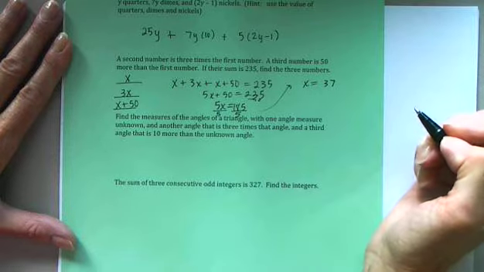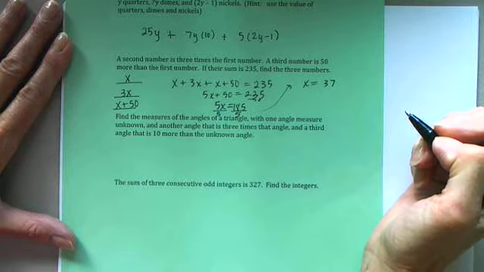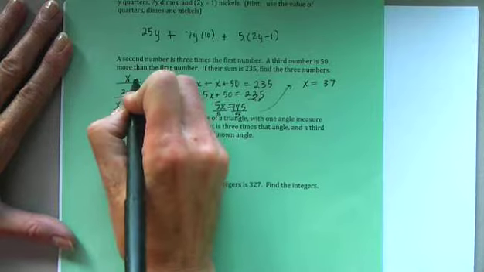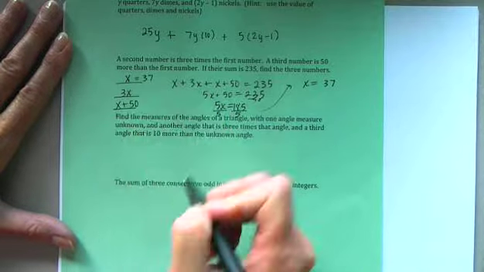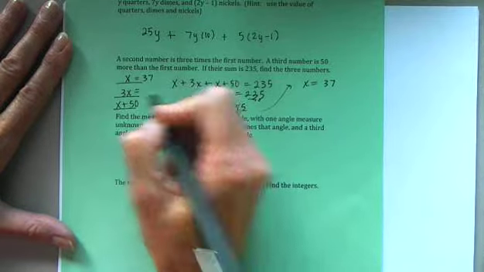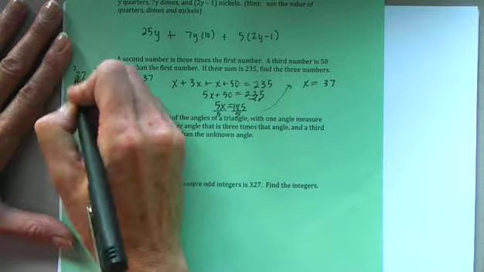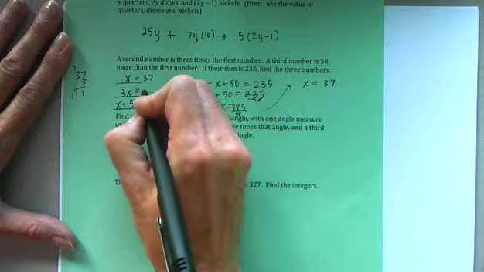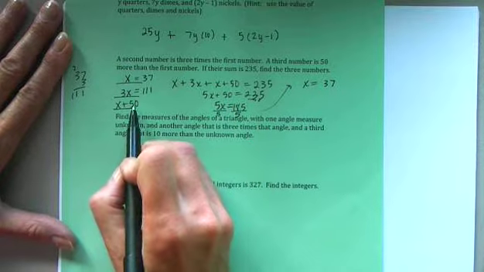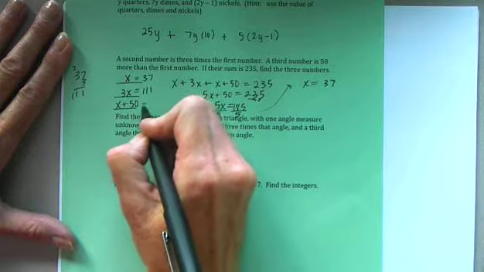37. So now let's check it and see if we're right. What we're saying is the first number is 37. That's what x is. The second number is 3 times that. So what is 37 times 3? 111. And then 50 plus that, so 87.